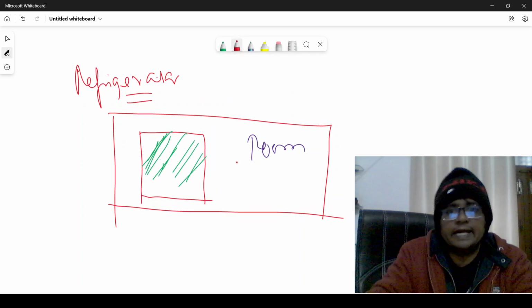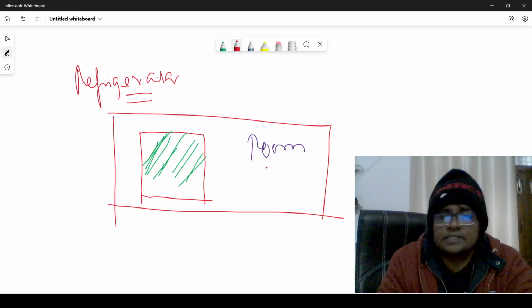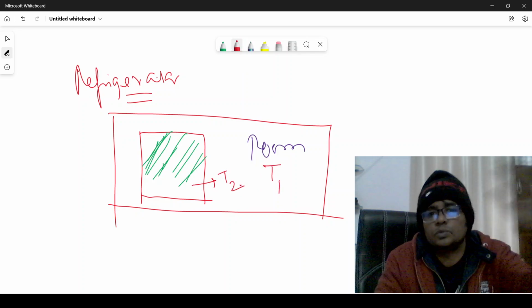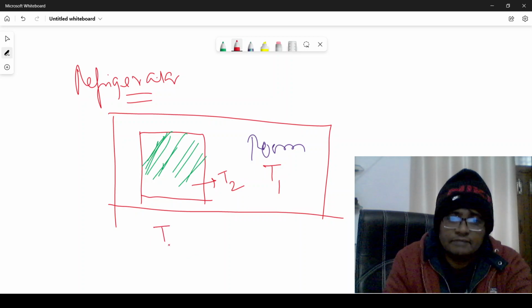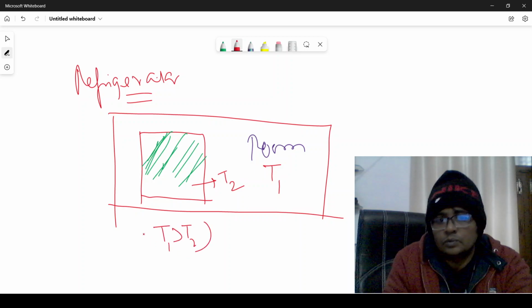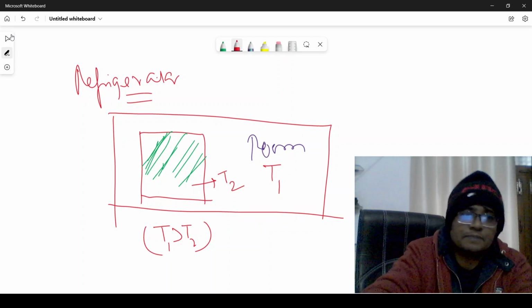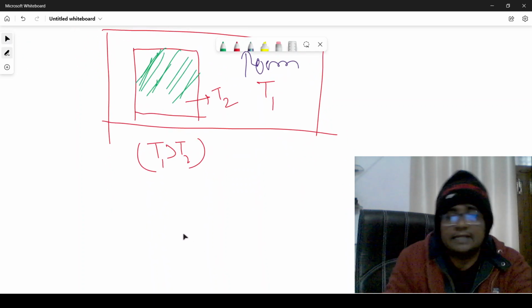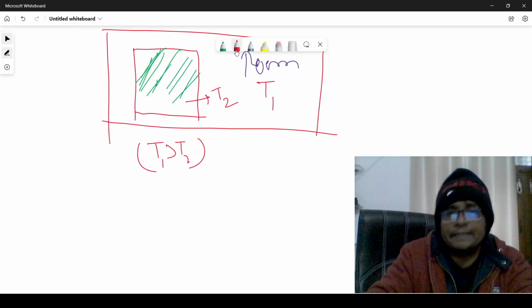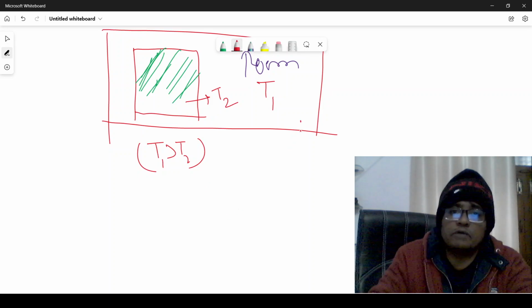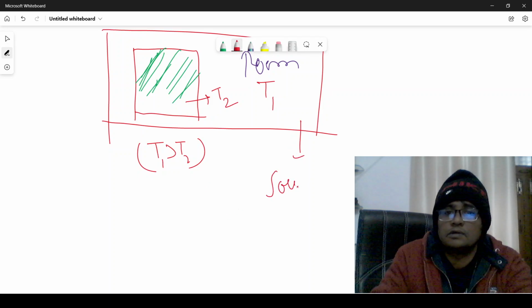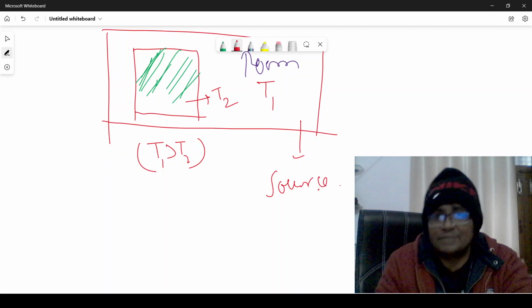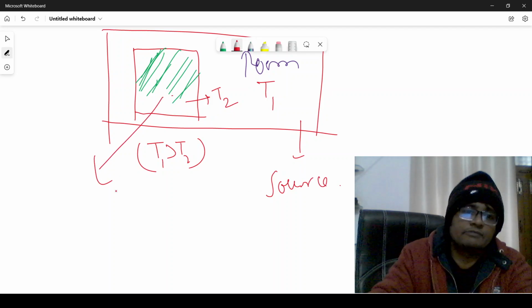Okay, we know that the temperature of the room is T1 and the temperature inside the fridge is T2, right? So T1 will be more than T2, right? In that case, as per the law of thermodynamics, anything which is at a higher temperature is known as the source, so our room has become the source. Anything which is at the lower temperature will be the sink, so our fridge is the sink.